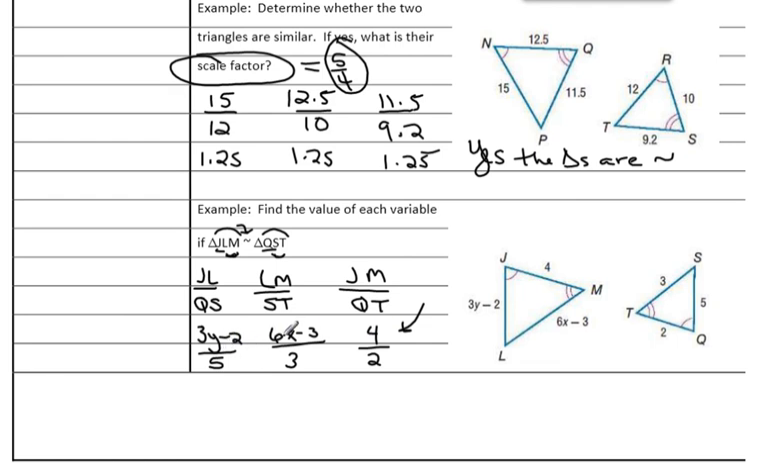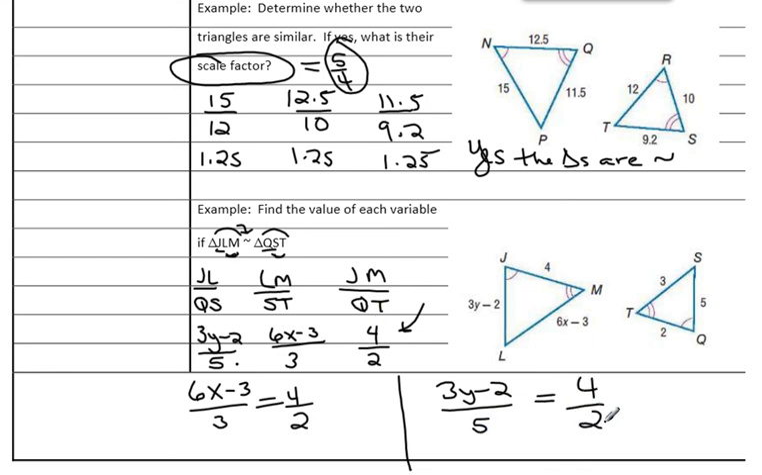So what we do is we set up a proportion using 6x minus 3 over 3 set equal to that 4/2. And then, as a separate problem, we're going to use 3y minus 2 over 5 and set that equal to 4/2, our scale factor. That's going to help us solve for x and y. Now that I've set up the proportions for you, go ahead and pause the video, solve for x and y, and see if you get what I get. You should get that x is 1.5 and y is 4.